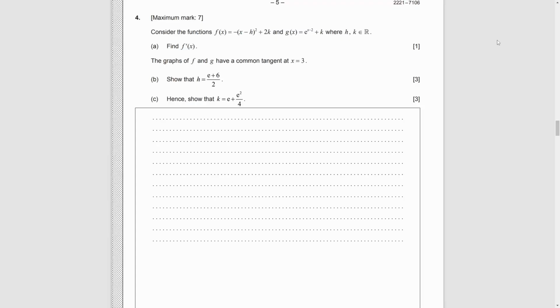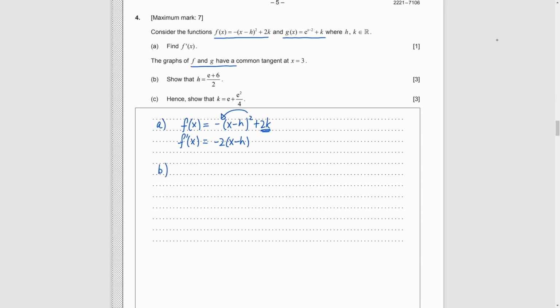Question 4. Function f is this, function g is this. And for part A, we need to find f'(x). So, we just differentiate it. For the first term, we need to use power rule, put the index number in front, and subtract it by 1. So, we get -2 bracket (x minus h). Of course, by chain rule, we need to multiply it by the derivative of the things inside the bracket. Anyway, it is just 1, so no change. Then, for the second term, it is just a constant, so it disappears after differentiation.